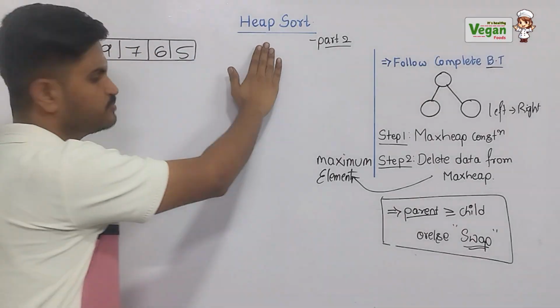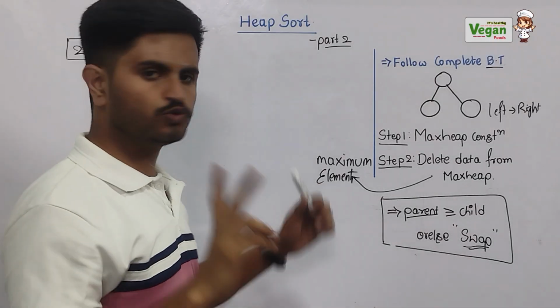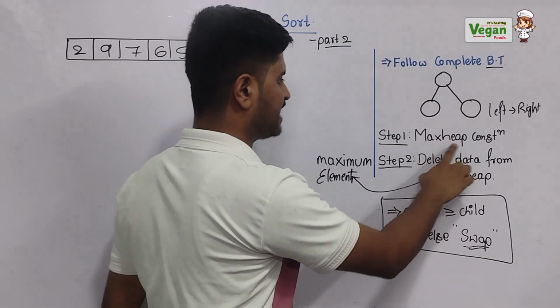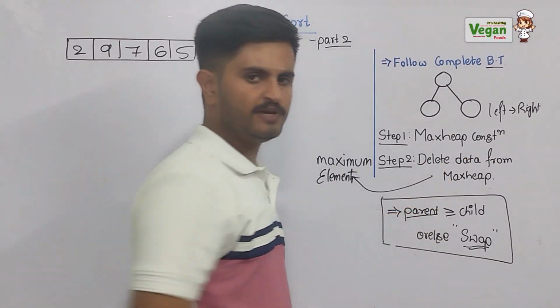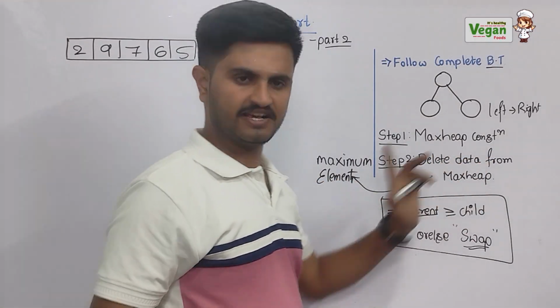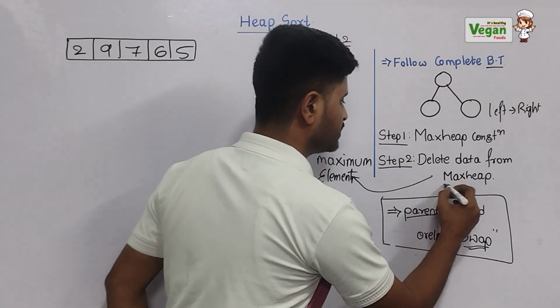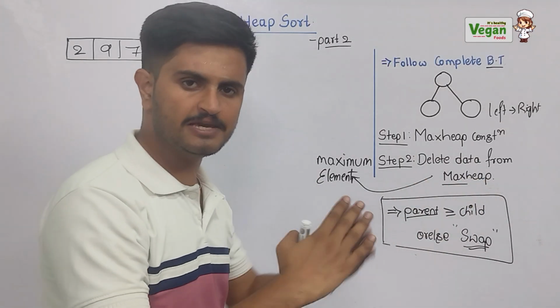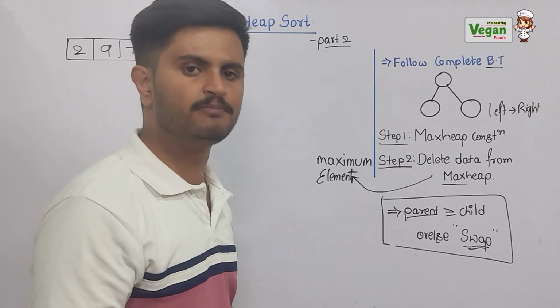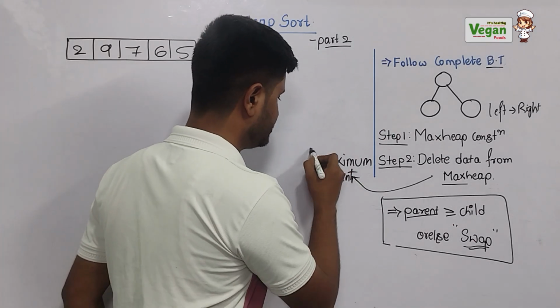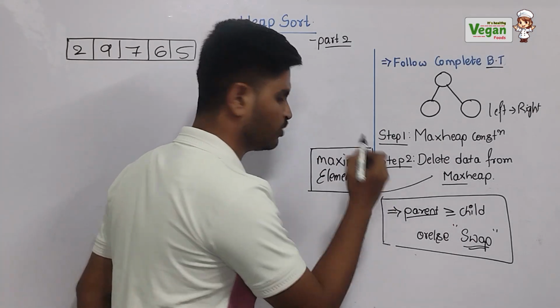To solve this heap sort problem, we will be following two steps. First one will be max heap construction. Second will be deleting the data from the max heap. As the name says, max heap, in the heap we will be having the maximum element. So we will be deleting the maximum element in the heap one by one.